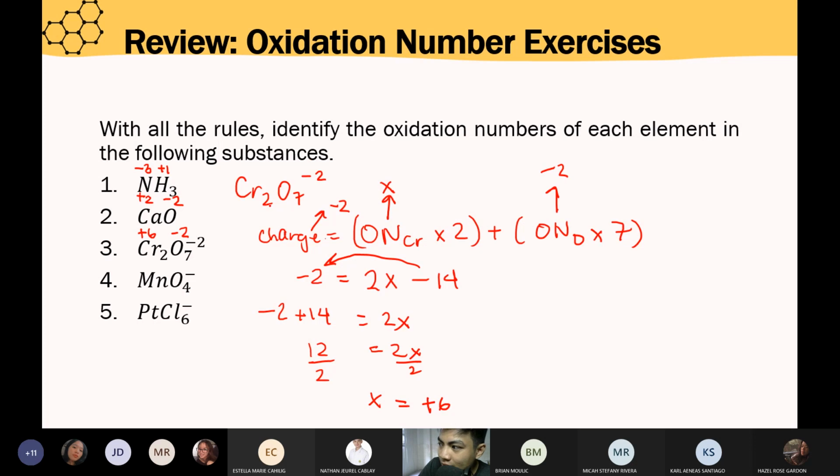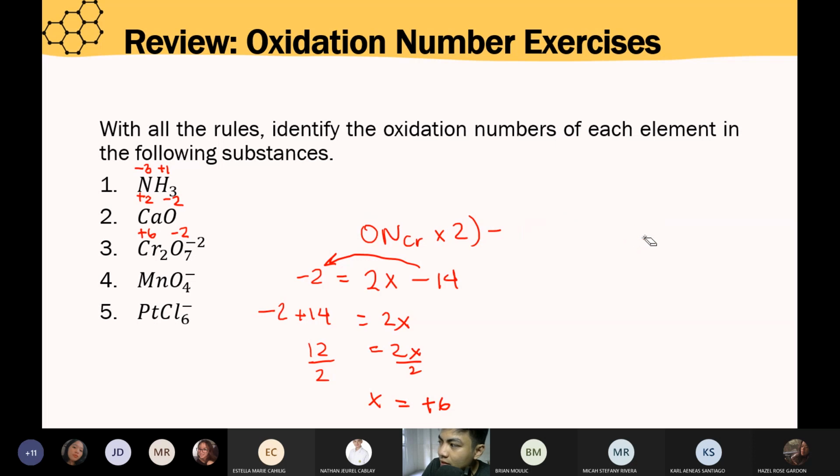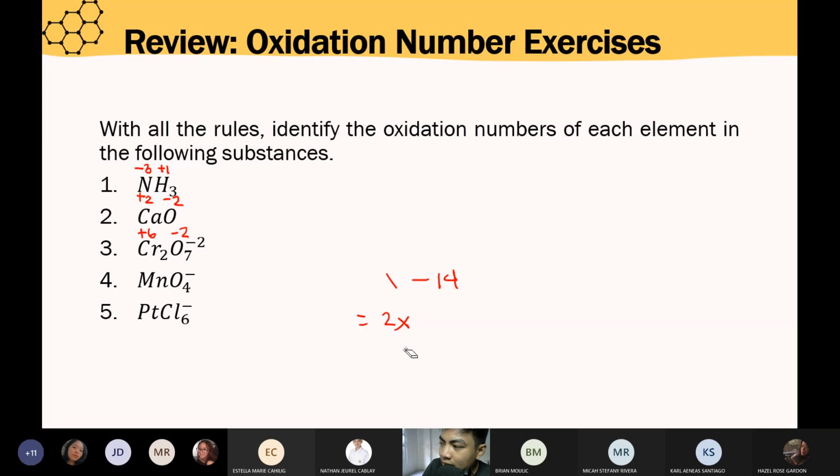So that's permanganate ion. Let me erase everything once again. Basically, basta alam mo yung rules kanina, madali na lang. Okay, so, sige, yes, Kyla. Ang question daw. Na-confuse po ako for number 3. Sige, sa ano meron ka number 3?